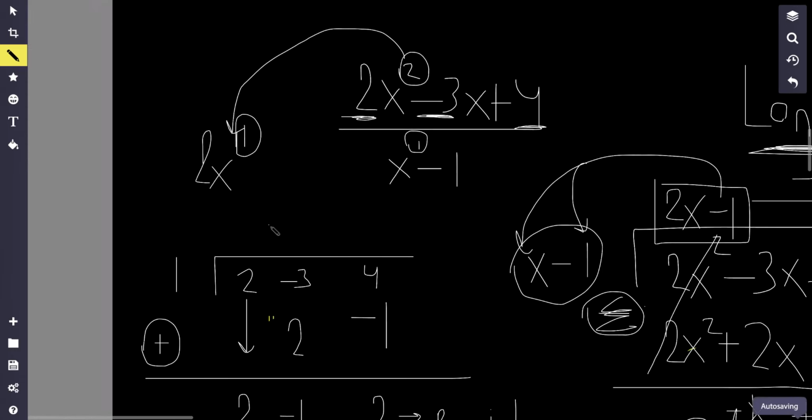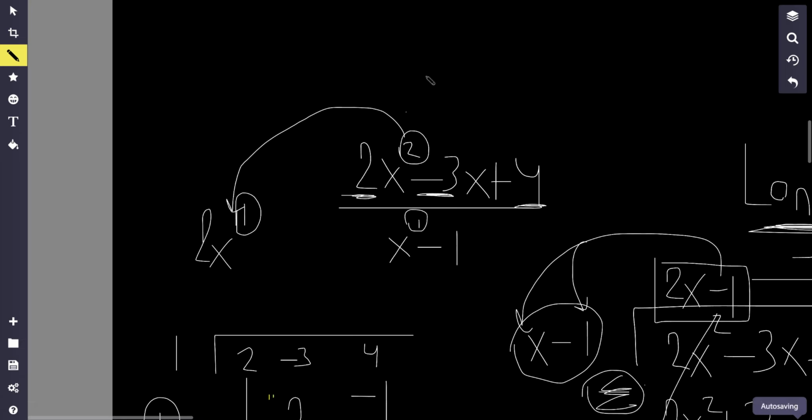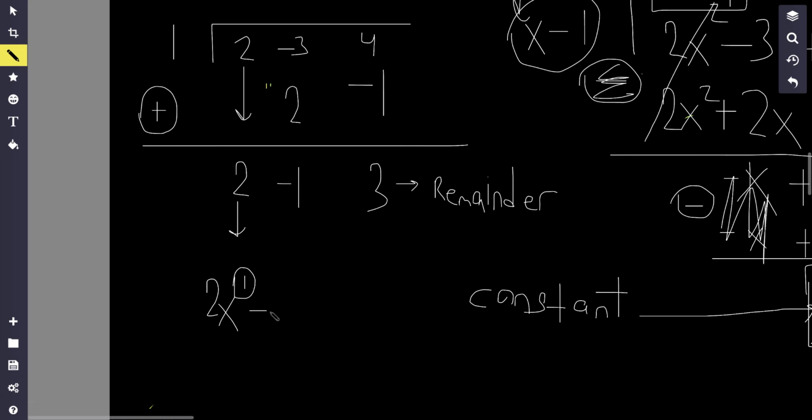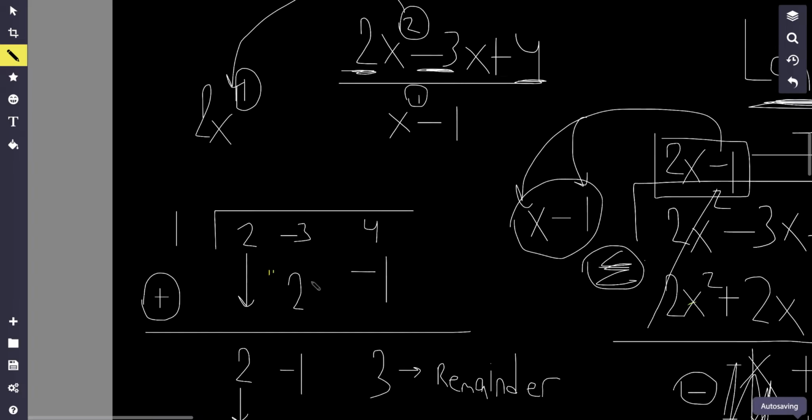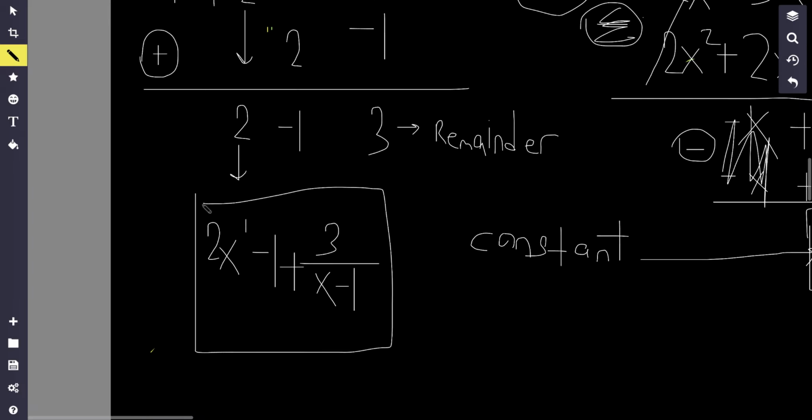Because the power of your answer is always 1 less than the power that you started with, okay? And then you're going to write this -1, right? You can think about this -1 as -1 times x to the 0th power, right? So all of this is in standard form. And then this 3 is your remainder. So remember what you do with the remainder. You put the remainder up top, and then you put this x minus 1 down at the bottom. And that's going to be your answer.